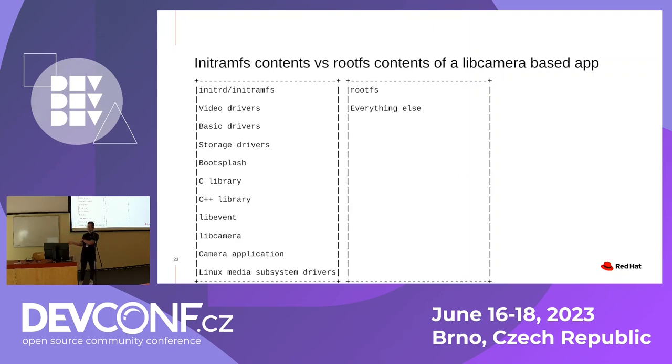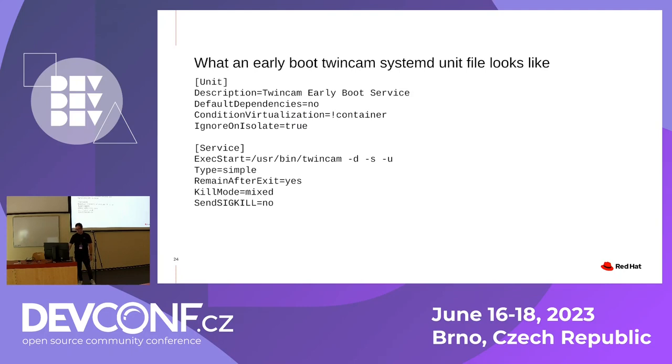To start the camera quickly, we basically moved anything that the camera requires into the initramfs. And then we wrote a little systemd unit file that looks a little like this. It's very similar to the last example I showed you. I won't go through every single line, but another important line there is IgnoreOnIsolate=true. Other systemd units can run in this isolate mode, which basically means it can stop other systemd services, and we don't want that to happen.